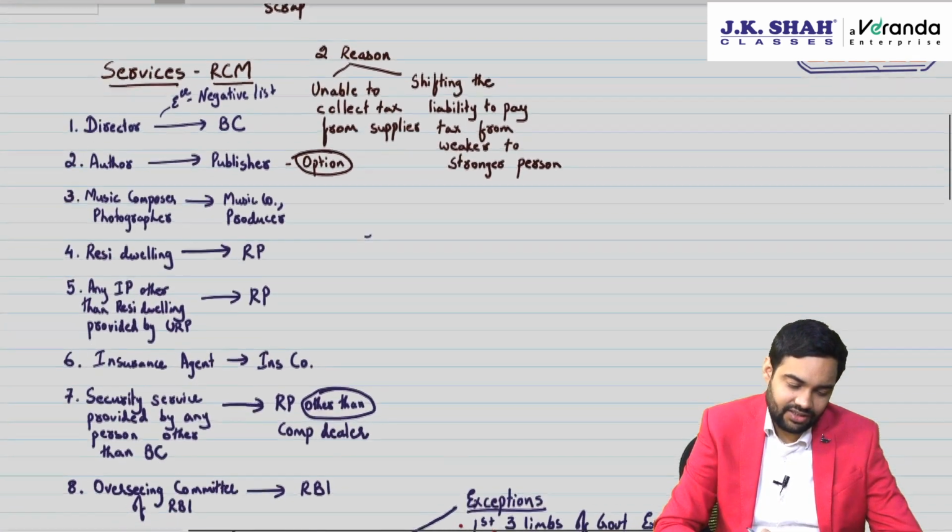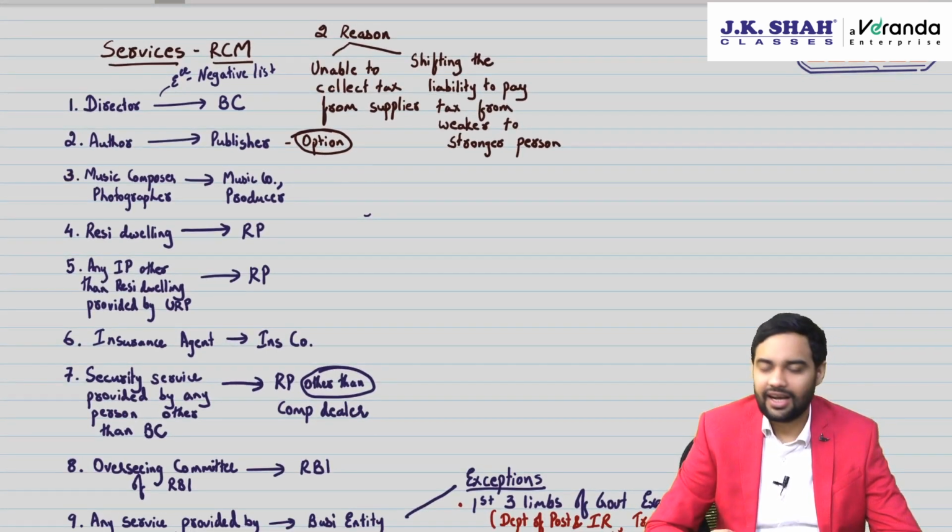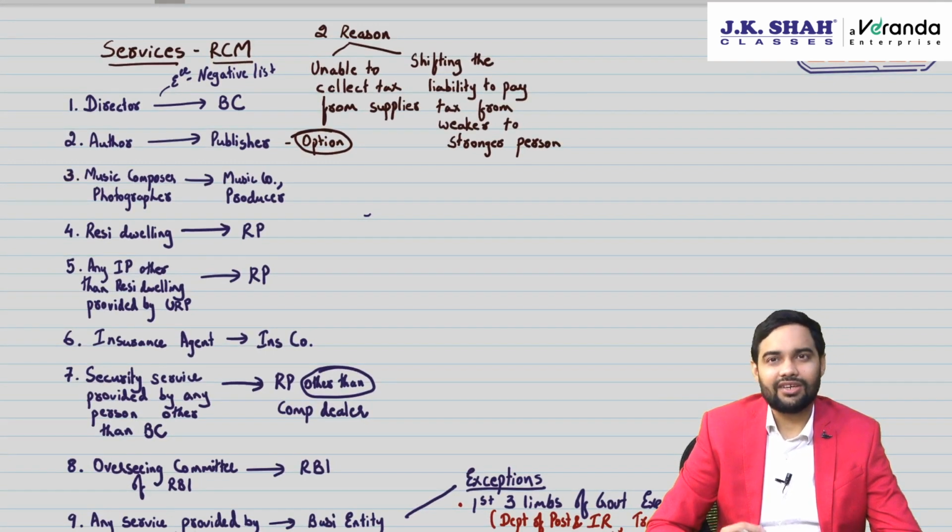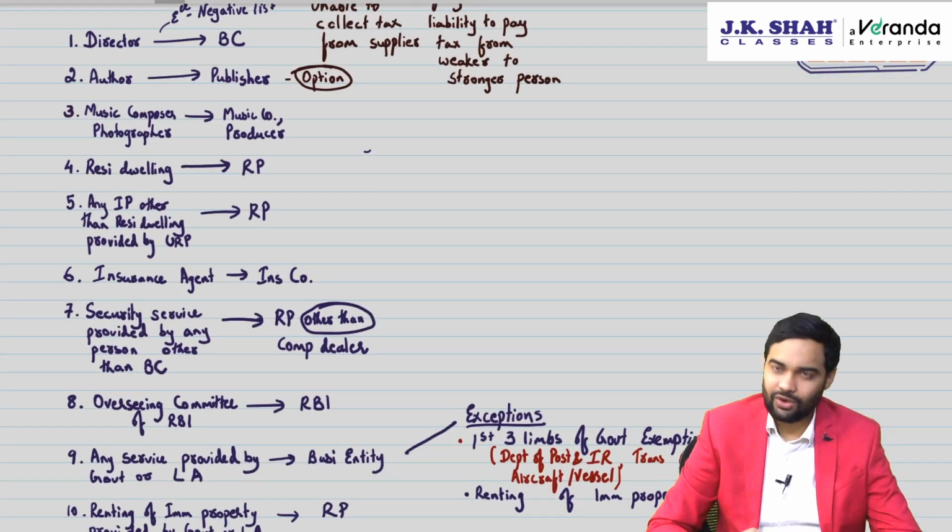Then we dealt with services which are covered under RCM. And then we also understood the two reasons why RCM was brought. One, whenever we are not able to collect tax from the supplier, then government shifts the liability to recipient. And second is shifting the liability from a weaker person to a stronger person. Services RCM, director providing services to a body corporate will pay the tax. Author to publisher, there is an option.